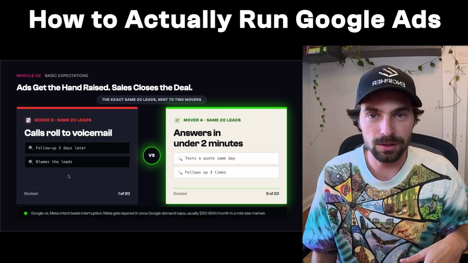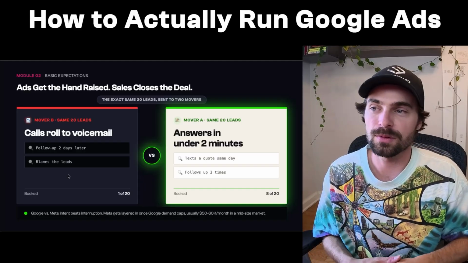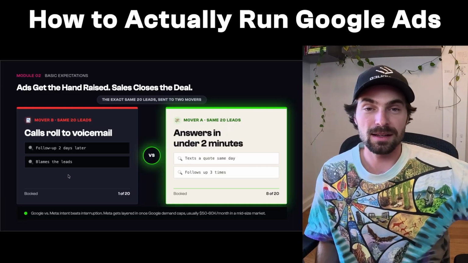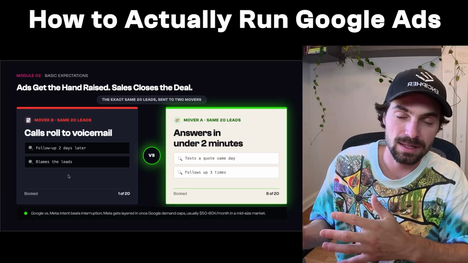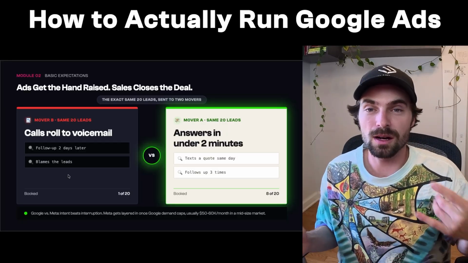Referrals are already pre-sold on you. You can take your time following up. Google Ads leads, they're probably contacting a couple of your competitors that they also saw on Google at the same time. The person that they go with is probably the person who calls them the quickest.